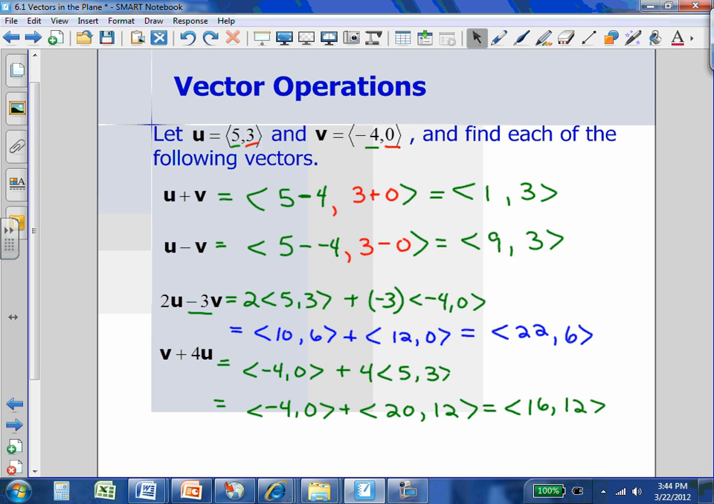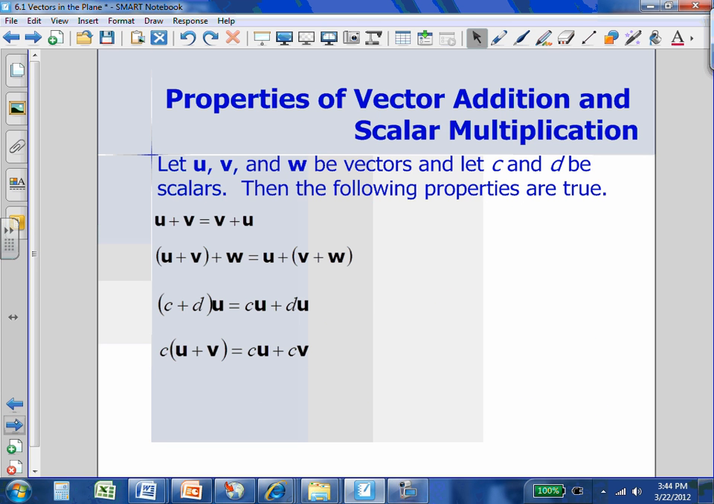So let's go on to the next section. Pause if you need to and look back over that, but I'm going on. Here are some properties that you might recognize. Now, there aren't many of these in your book, but they are true, and you may recognize them from real numbers, and these are properties that also work for vectors.